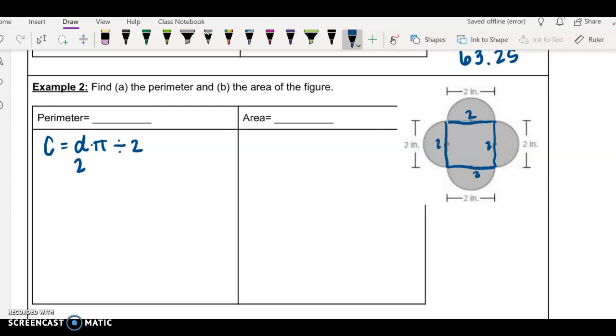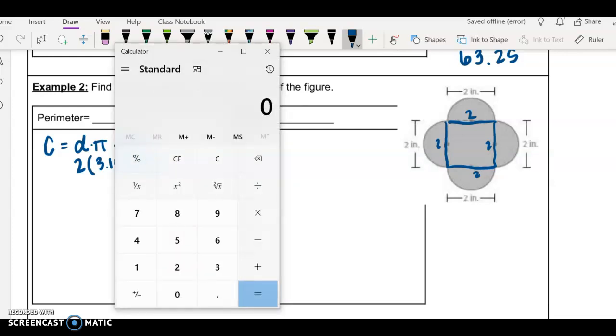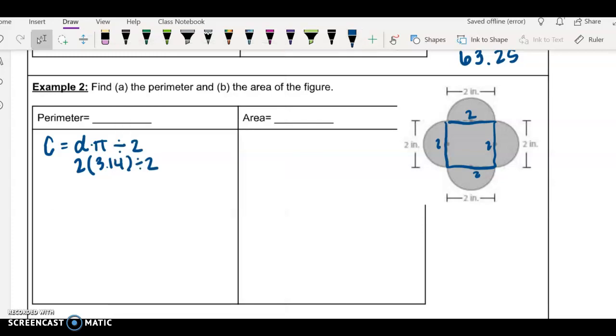So I have 2 times pi, we use 3.14, and then I'm going to divide that by 2 because I have a semicircle. So 2 times 3.14 divided by 2 gets me back to 3.14. So 3.14 is the distance around my semicircle. And you'll notice that each of these semicircles are the same. They're each a diameter of 2.